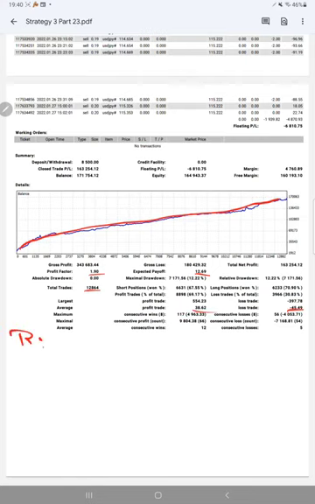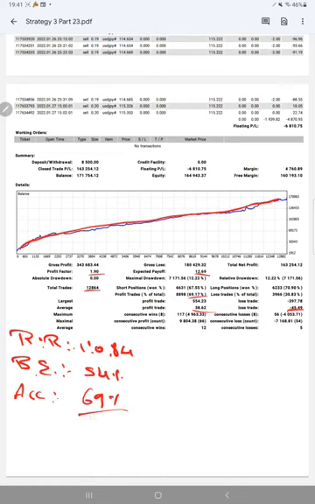So the risk reward ratio will be 1:2.84, and the break even point for this strategy is 54%. Comparing with the current account accuracy 69%, we are almost up by 15% than the requirement.